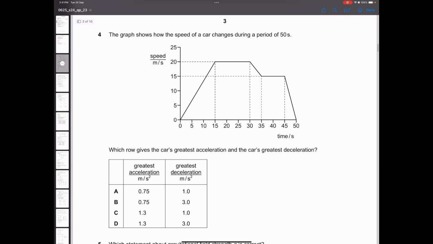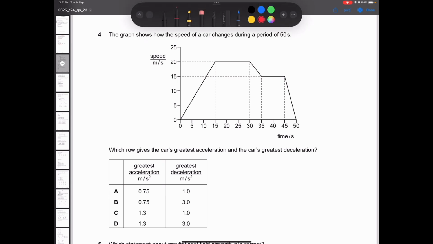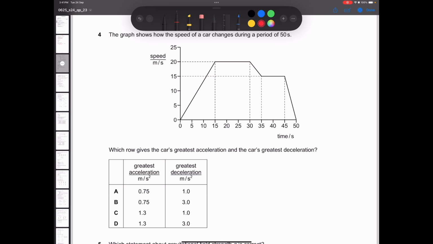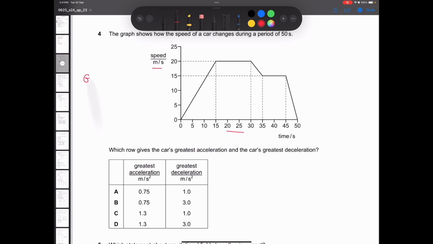The graph shows the speed of a car changing during a period of 50 seconds, all right. Which row gives the greatest acceleration and greatest deceleration? So, this is a speed time graph, and we know that the gradient or slope of a speed time graph gives acceleration. So, when we have to figure out the greatest acceleration, we will look at the greatest gradient.